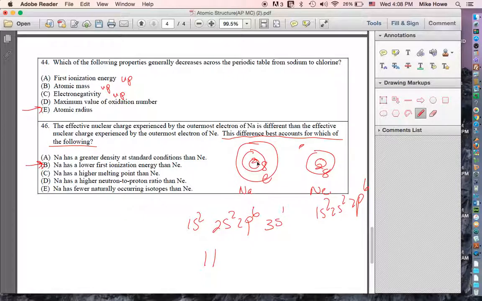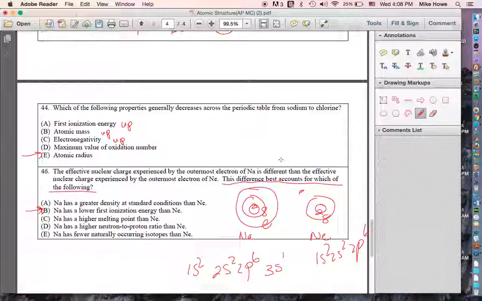But neon has fewer layers, so its electrons are going to be held tighter. So it's got ionization energy to be higher. It takes more energy to remove an electron. And that's the end of that sheet.